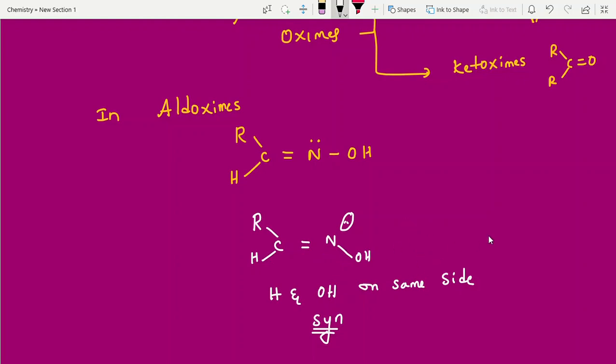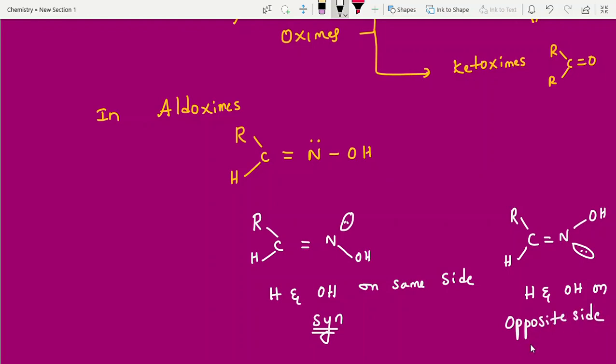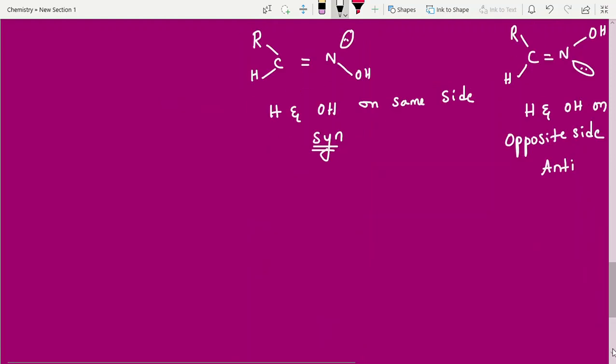Clear? Now can you write the anti form, C double bond N. This is R, no change here, R, H, but you can see this is OH. I am flipping this too. Then lone pair down. Then what is this? H and OH on opposite sides. Then we call it as anti. Anti-aldoxime, syn-aldoxime. That's it. Now next example. I am giving another example. Try to do.